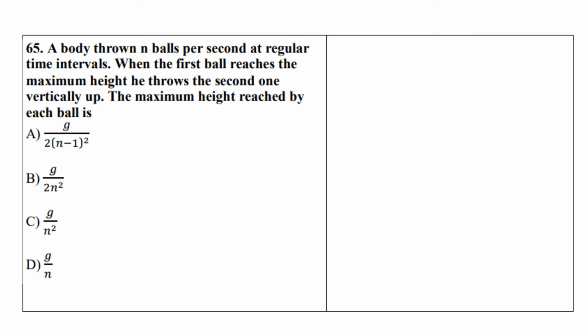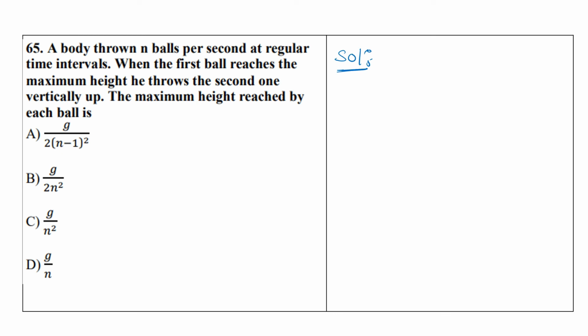A body throws n balls per second at regular time intervals. When the first ball reaches the maximum height, he throws the second one vertically up. The maximum height reached by each ball is. Here a body is throwing n balls per second. Now let us go to the solution.